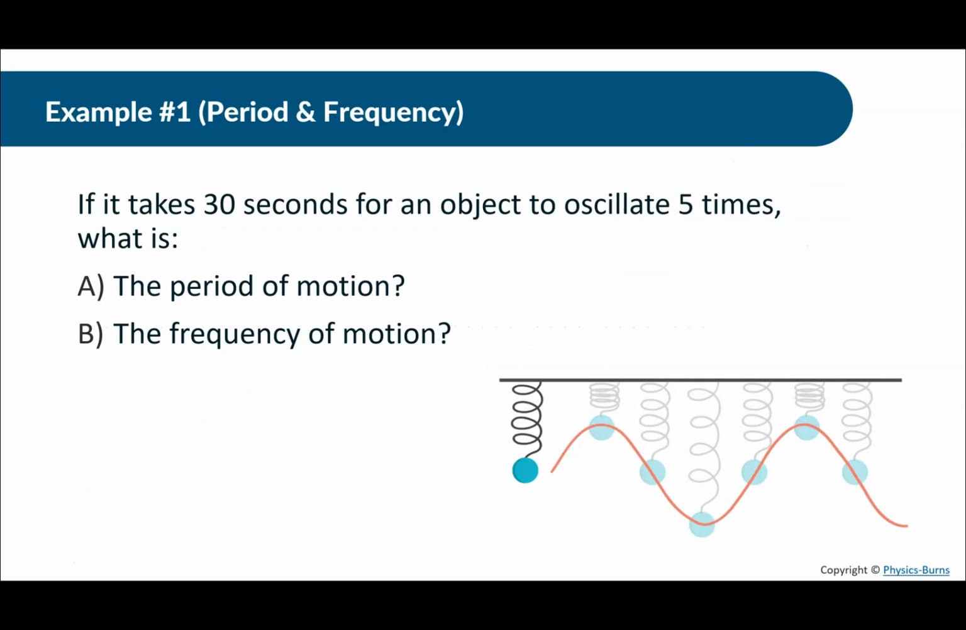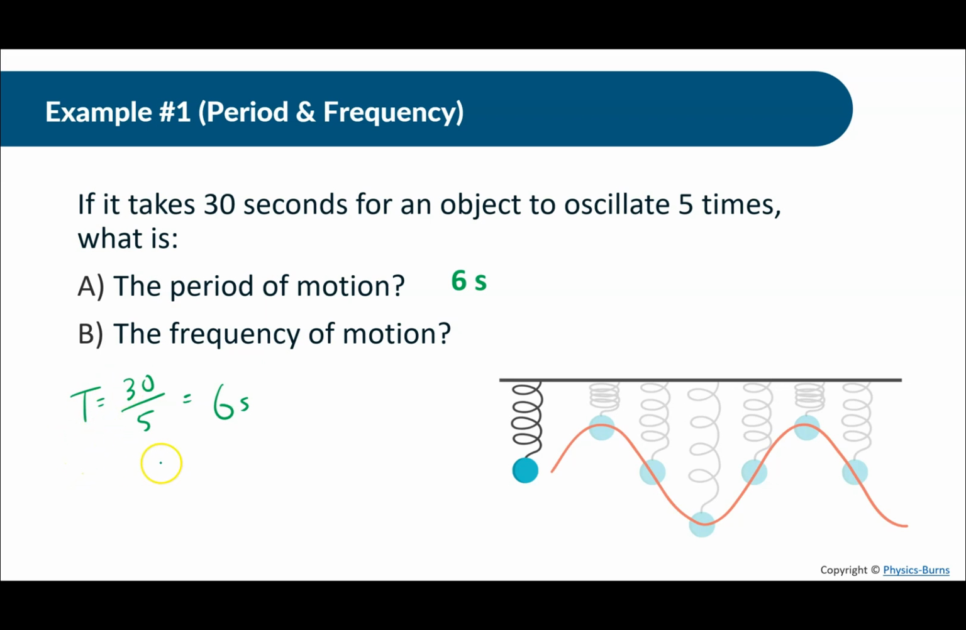Okay, so let's look at this. If it takes 30 seconds for an object to oscillate 5 times, what is A, the period of the motion, and B, the frequency of the motion? So remember, period is equal to how long it takes to make one cycle. So if it takes 30 seconds to make 5 cycles, we could do 30 divided by 5, and we get 6 seconds. Okay?